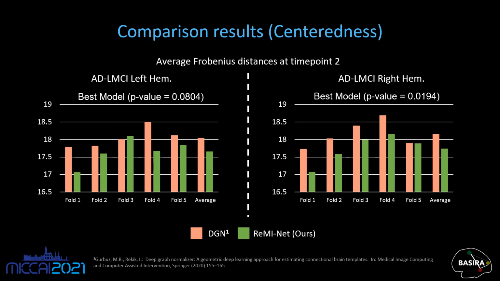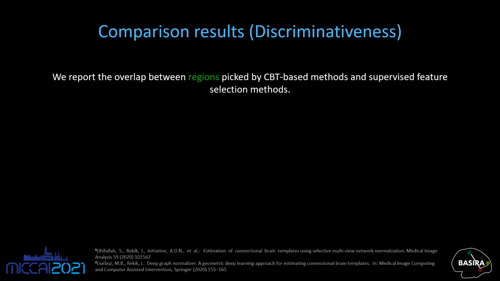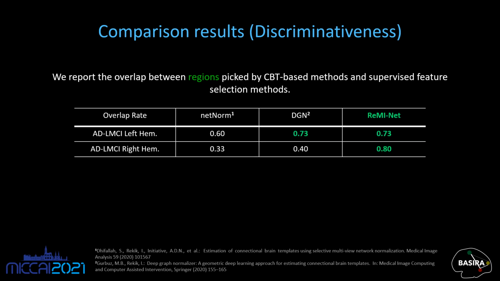We compare our results by measuring the average Frobenius distance between the population subjects and the estimated CBT for both datasets, right and left hemispheres separately. We evaluate our model by selecting the best model across epochs with an early stopping strategy, since the model parameters and the convergence epochs are different. Note that DGN needs the information at time point 2, whereas ReMI-Net uses only the baseline time point, which is 1.